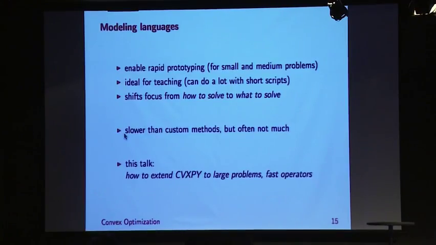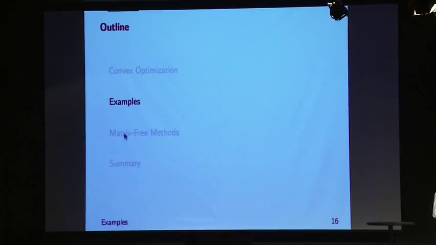By the way, if you want me to translate that into vision, it's something like this. How do we make something like CVX-Pi work for vision scale problems? That's it. There's actually some progress on that. But before we go on, I'm just going to do a couple of examples.